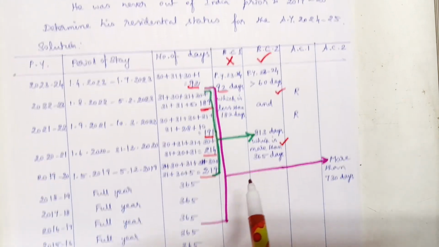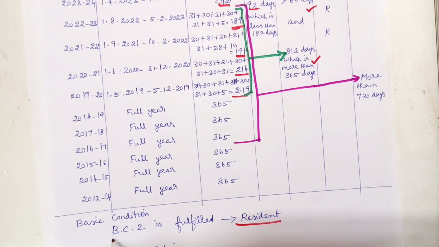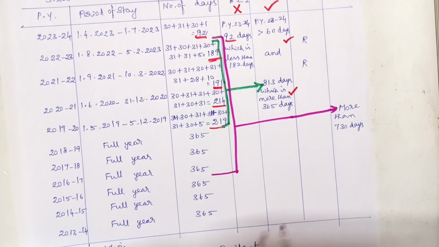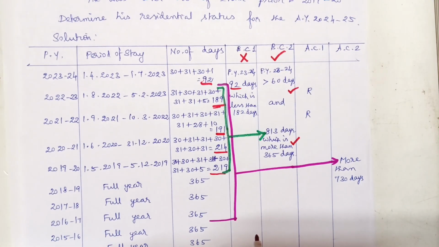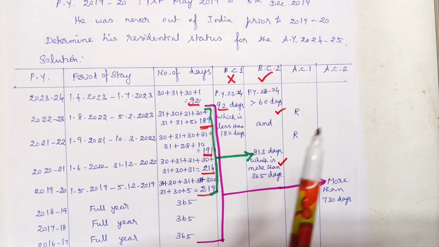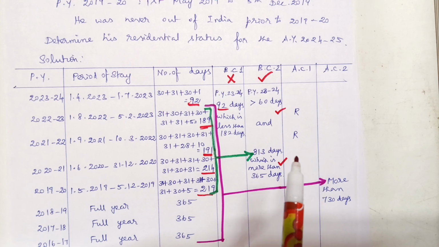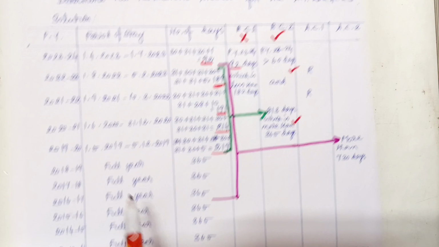So, the residence: as one of the basic conditions is fulfilled, now this assessee can be determined as resident. Once an assessee is determined as resident, we have to check with the additional conditions. Additional condition number 1 is, a resident individual should be a resident for at least 2 years out of 10 years immediately preceding the relevant previous year.